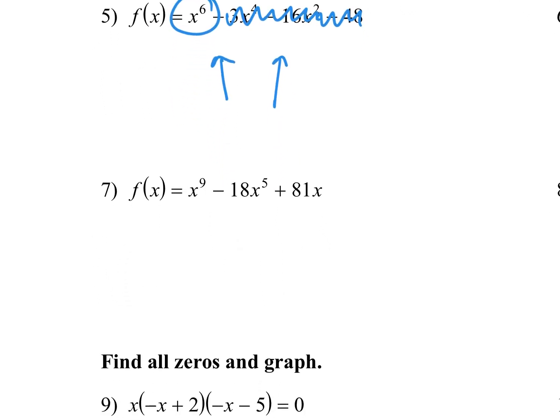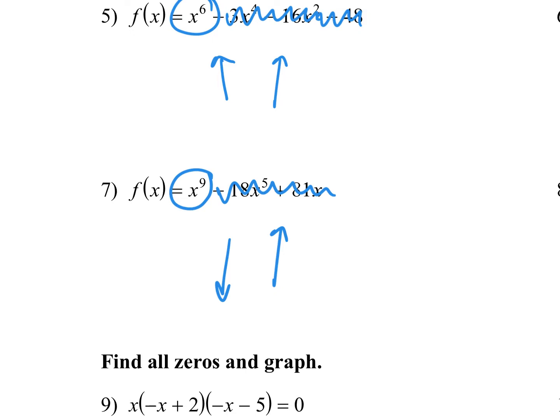For number 7, which term do I look at? X to the 9th power. The rest of it doesn't matter. So is it positive or negative? Positive. So what does the right arrow do? Up. Even or odd? Odd, so it goes down. So they go in opposite directions. The left one goes down.